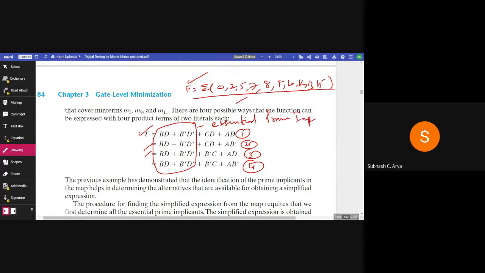However, any of these two, this CD plus AD, you can take. So this means essential prime implicants. That means the solution doesn't exist without taking into consideration these terms. So that is why it is an essential prime implicant.